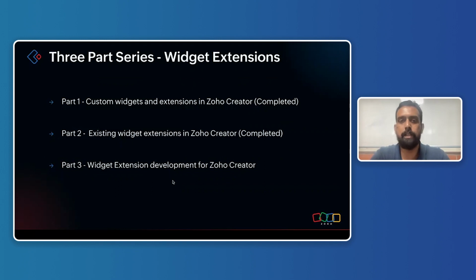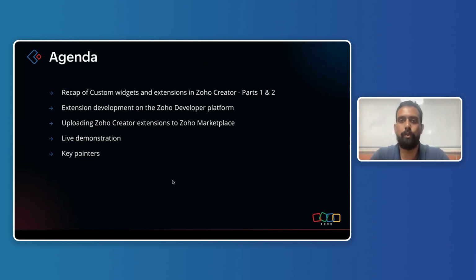Now, in the three-part series, we covered custom widgets and extensions in Zoho Creator in January. Then we moved on to the existing widgets that are already available in Zoho Marketplace with Zoho Creator, and we showcased how that process is done in part 2. And in part 3, which is this session, we have widget extension development for Zoho Creator and moving the extension into Marketplace. Now let's see what is in store for us today.